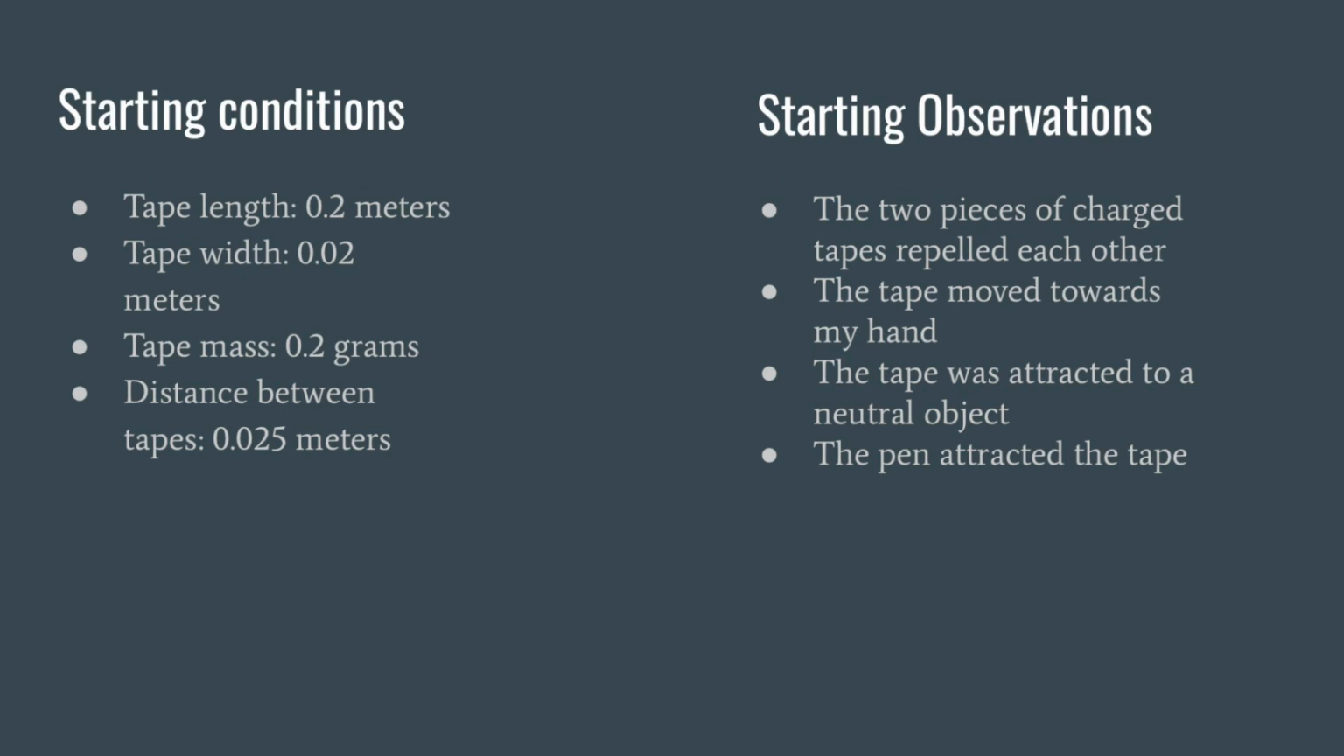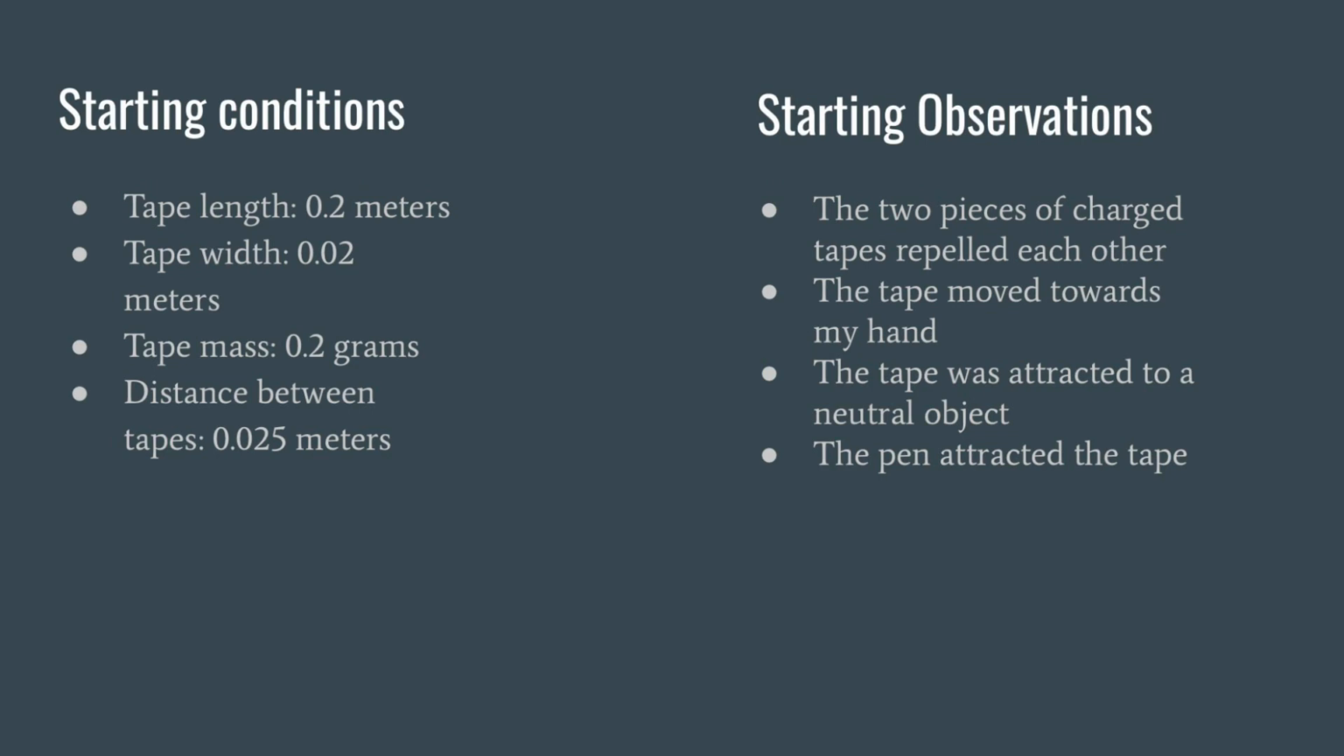Okay, so now going over some starting conditions for the tape. The tape's length was 0.2 meters, and the tape width was about 0.02 meters, or 2 centimeters. The tape's mass was 0.2 grams, and the distance between tapes while they were floating and charged was 0.025 meters, or 2.5 centimeters.